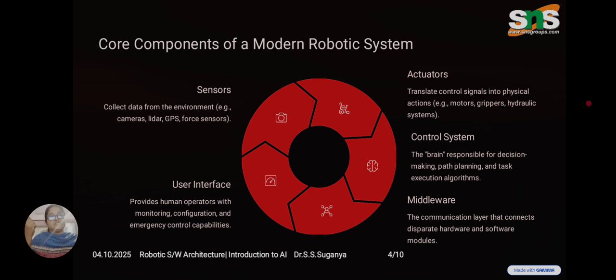Next is the user interface. It allows humans to monitor or control the robot effectively. Together, all these components enable the perception, decision and actions of the robot, and they are the pillars of robotics.